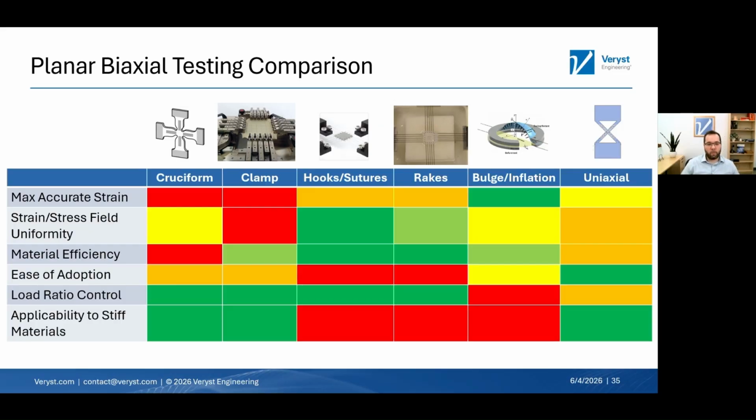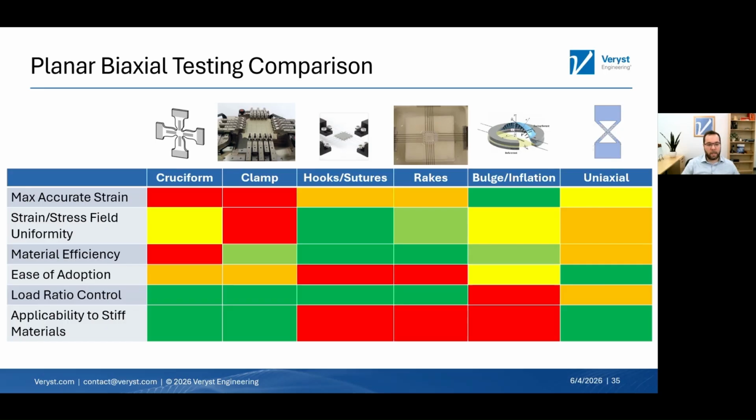So max accurate strain, what that means is how much you can pull the sample and still have a good strain field. So for cruciform and clamps, this is quite weak. We don't get a very good stress field at high strains. For hooks and sutures, we get it better, but it really can't go to those high strains very well before you start to get tearing, and therefore your load isn't transferred as well.